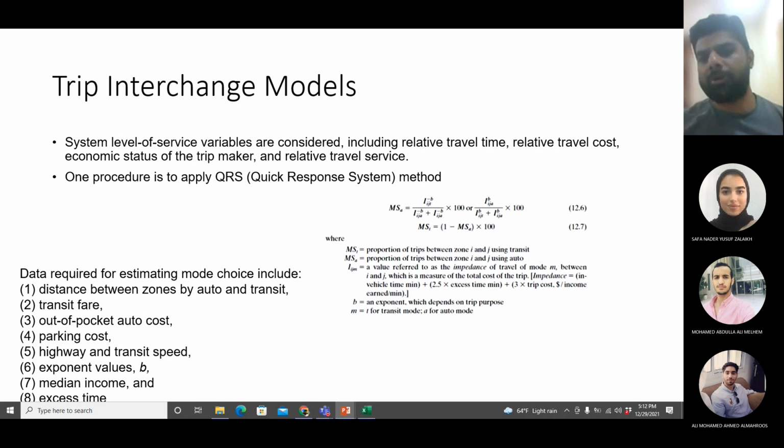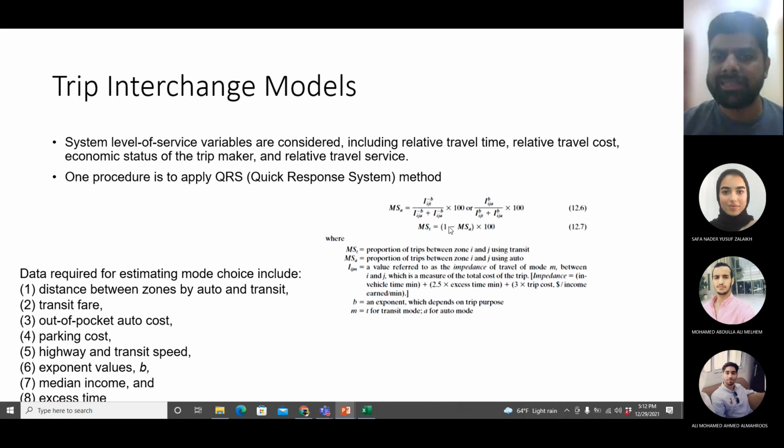Okay, so B depends upon the trip purpose. If you are taking the trip for work, then B will be different than if you are taking the trip for, let's say, shopping. So B depends upon what type of trip you are taking and whether you are going from home or whether you are going from somewhere else.